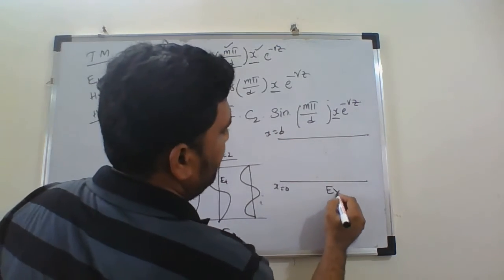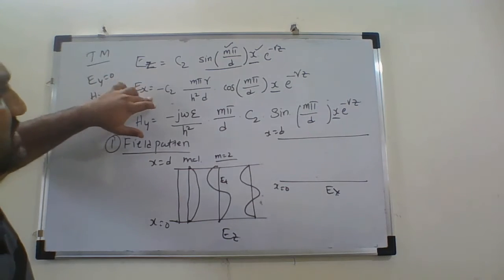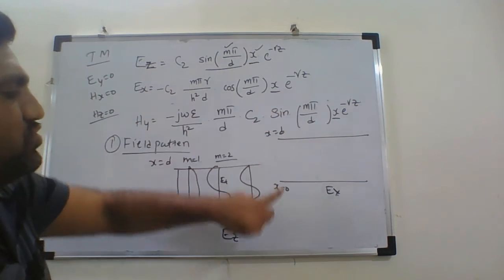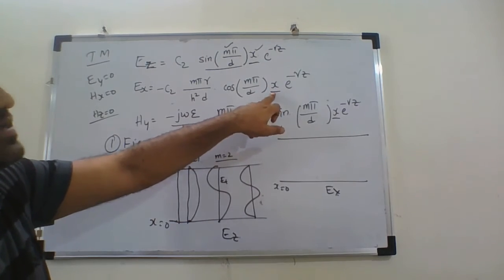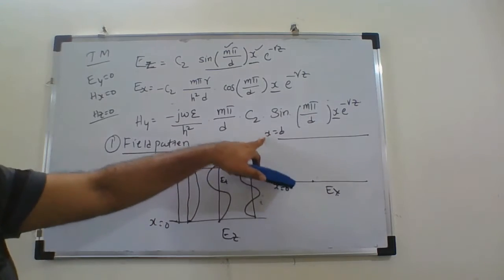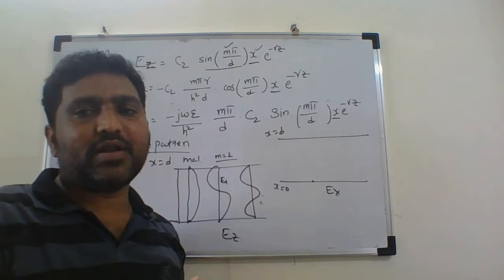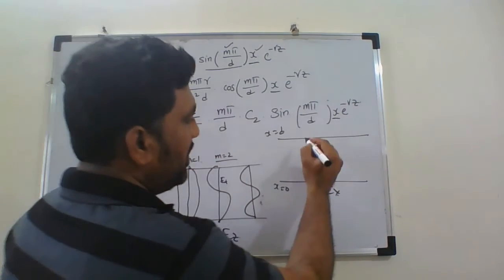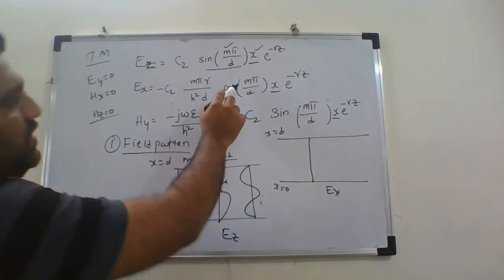So for Ex, I am drawing it for Ex. If I put x is equal to 0, cos 0 is 1, so it will be maximum. When I put x is equal to d, I get cos m pi, which can be 1 or minus 1, based on the value of m.